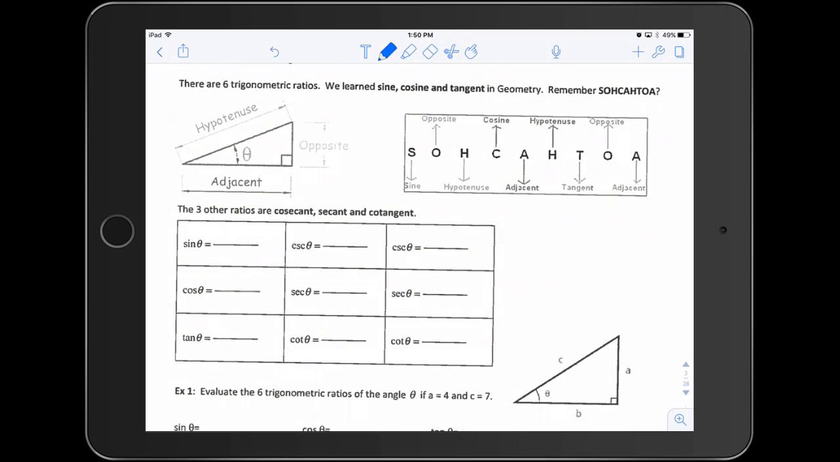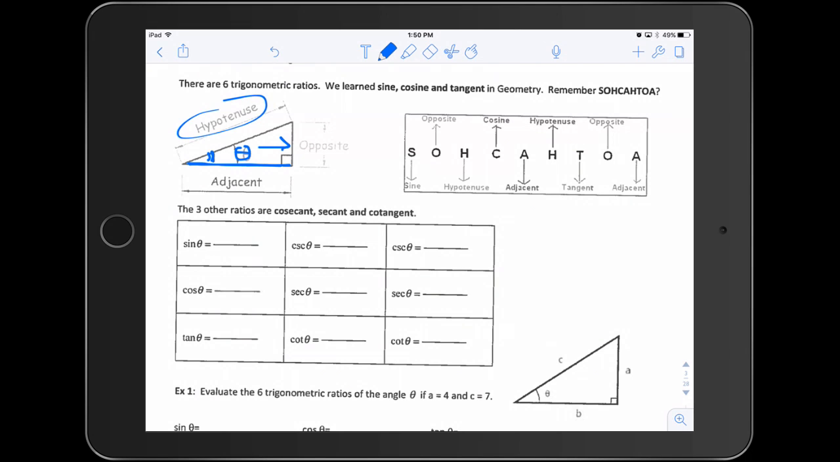I'm going to remind you that when you have a right triangle, if this right here is the angle you're focusing on, which we're going to call theta, the side directly across is called the opposite, the side touching that angle is adjacent, and of course the side directly across from the 90-degree angle, or the longest side, is the hypotenuse.